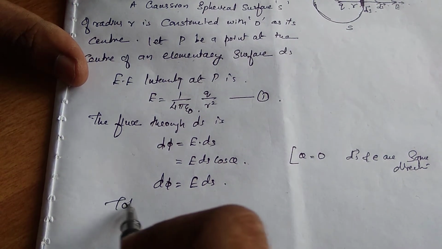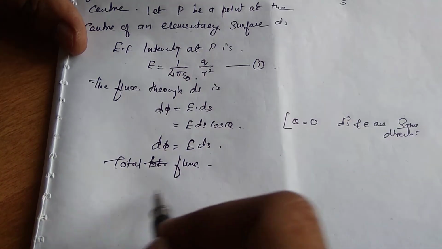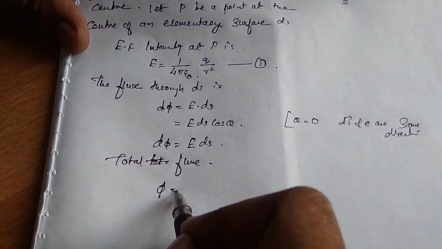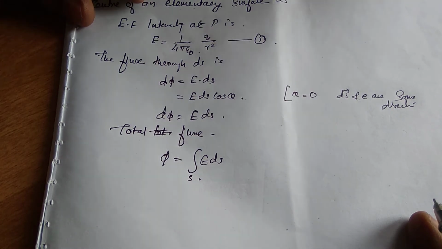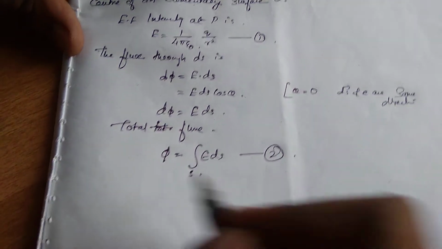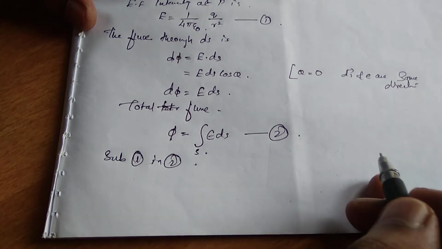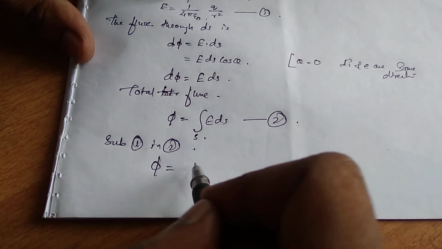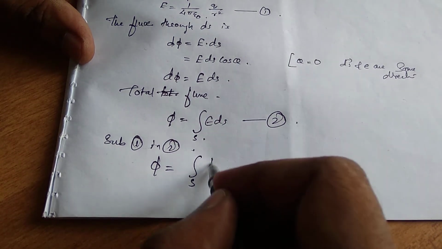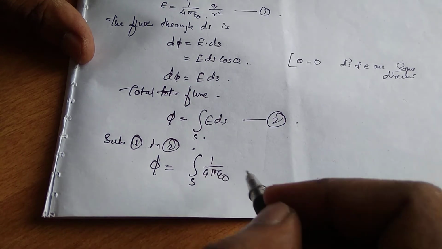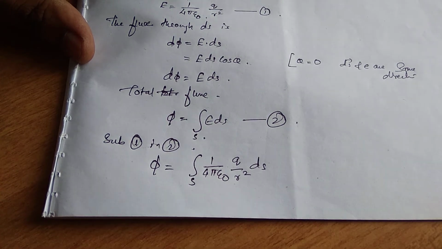Then the total flux phi equals integral E dot ds, or surface integral E dot ds. Take this as equation number 2. Substitute equation 1 into it, then we get phi equals the surface integral, where instead of E we substitute 1 by 4 pi epsilon 0 times q by r square, into ds.